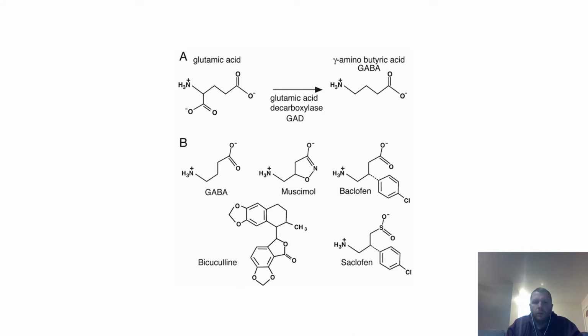Next up, with respect to synthesizing a neurotransmitter, we have glutamic acid that, in one simple step, we're just decarboxylating. Glutamic acid decarboxylase is what catalyzes that reaction. That is going to produce the neurotransmitter GABA.